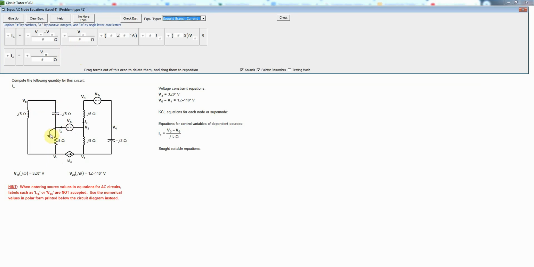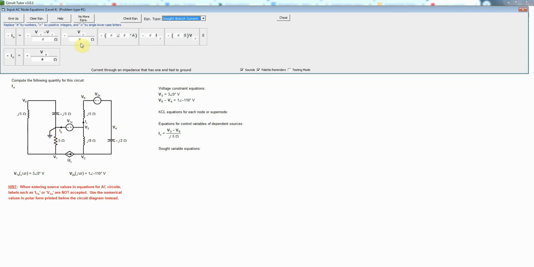And remember that the ground is just a symbol to indicate that this is the reference node. There's no actual current flowing through here, because there's no other ground symbols in this circuit. If there was another ground symbol as well, then we could have current flowing from one of those symbols to the other symbol, as you often have in electronic circuit diagrams. But in Circuit Tutor, we only have one ground symbol, so that's not going to be the case.